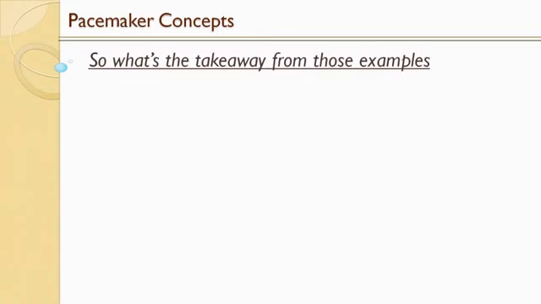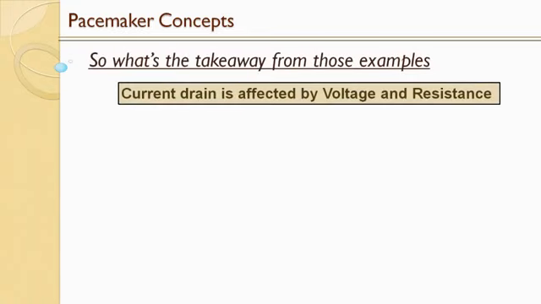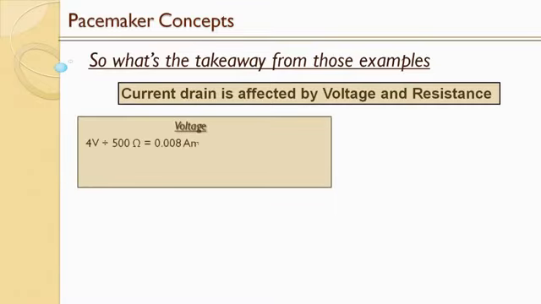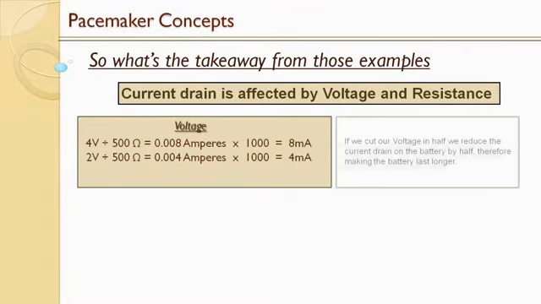So what's our takeaway from those examples? Well, current drain is affected by both voltage and resistance. If we look back at our examples, we can see that if we cut our voltage in half, we reduce the current drain on the battery by half, therefore making the battery last longer.